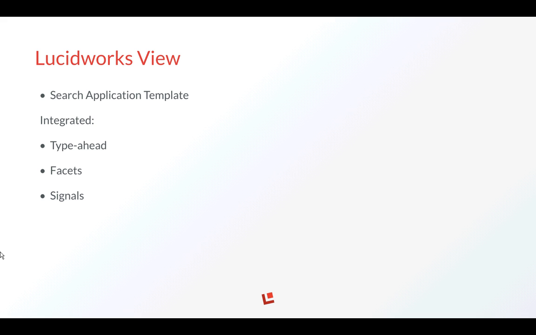Lucidworks View is basically a search application template. We did most of the work for you in advance. It has integrated type ahead, so you're going to see that when you start typing, it starts finishing your sentence for you. It also has facets, so if I type in blue suede and you want to limit search to shoes, or to jackets, or what have you, based on the categories in your index, you can do that right out of the box. We're not going to write any code to make that happen.